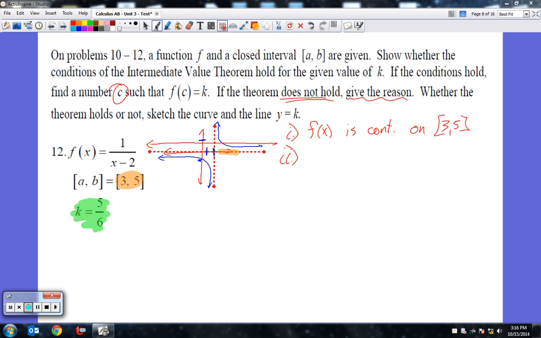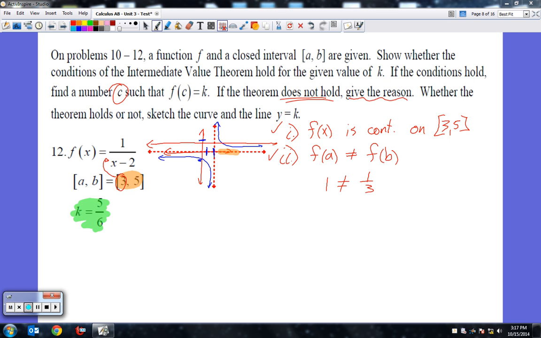All right, rule number 2: f of a does not equal f of b. We must show that f of a, the y value from a, does not equal the y value from b. So what is the y value from a? Well, if I put 3, which is my a value, I'm going to get 1 as an answer. And that is not equal to 1/3, which is the y output I would get if I put 5 into the equation. So far so good.